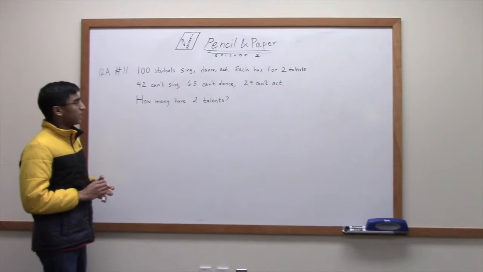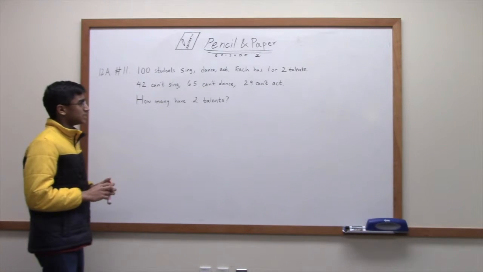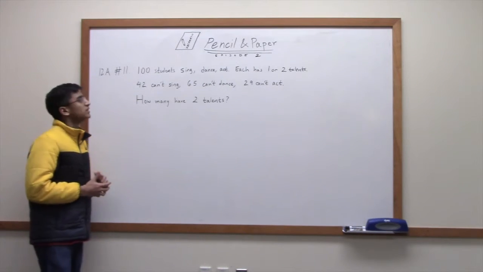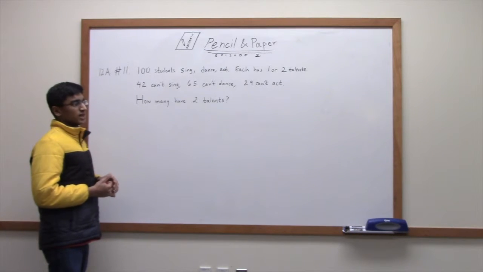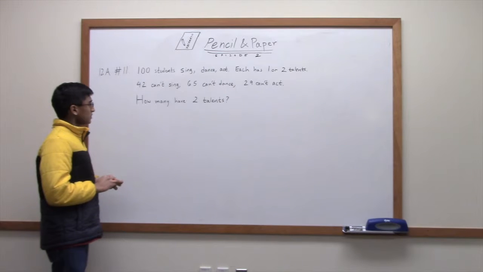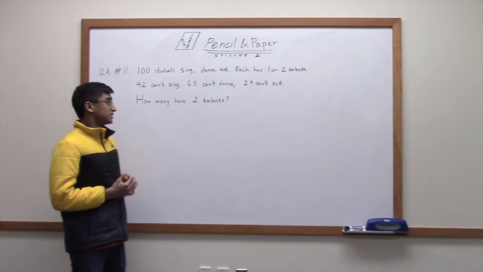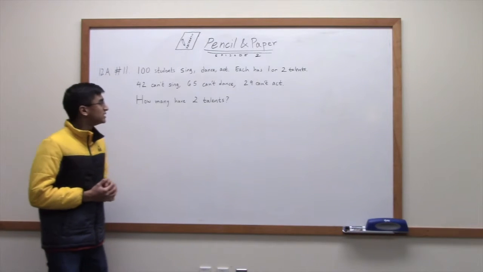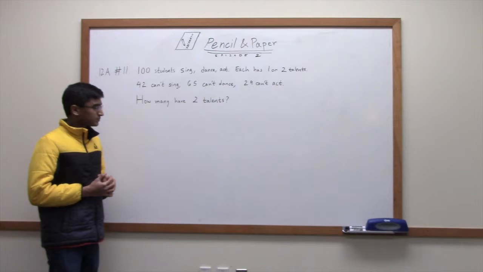So the problem says we have 100 students, and they can sing, dance, or act, and each has either 1 or 2 of these talents. So nobody has all 3, but nobody has no talents either. We also know that 42 students cannot sing, 65 cannot dance, and 29 cannot act. And it's asking how many of the students have 2 of the talents.